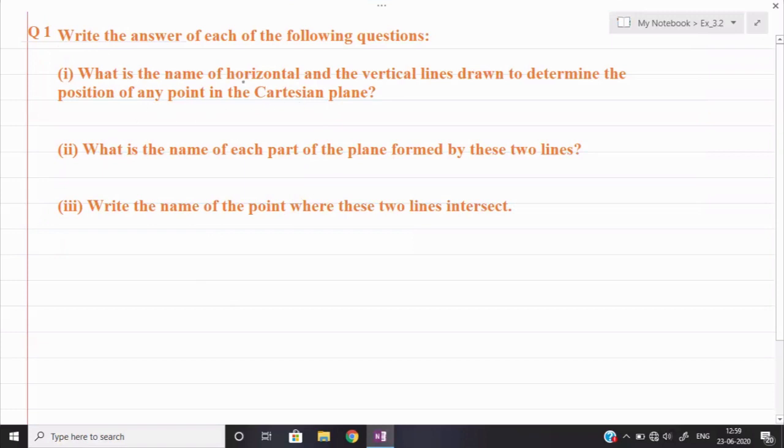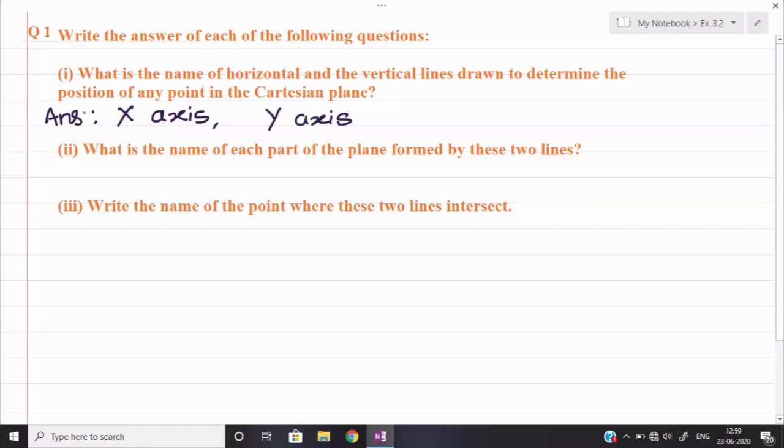So you know that the horizontal line we say it is the x-axis, okay, and the vertical line we say it is the y-axis. So our answer will be here x and y-axis. This is our answer.